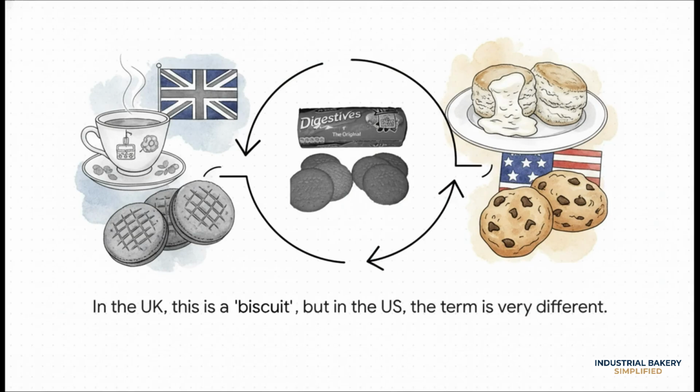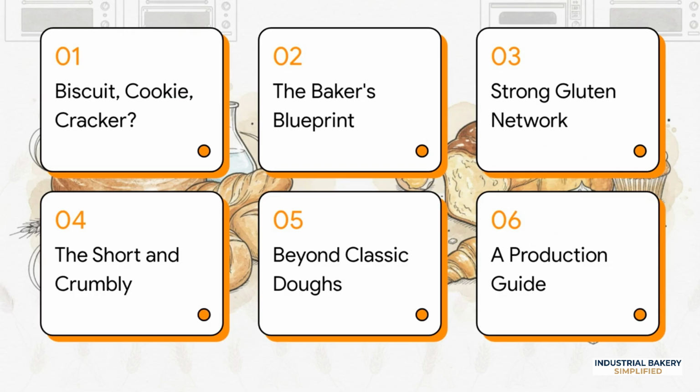Okay, let's just dive right in with a perfect example. See this? In the UK, this is a classic biscuit, no question. But if you ask for a biscuit in the US, you're probably going to get a soft, fluffy thing that you eat with gravy. What the British call a biscuit, an American would almost definitely call a cookie. So, how are we supposed to make sense of any of this? What we need is a roadmap.